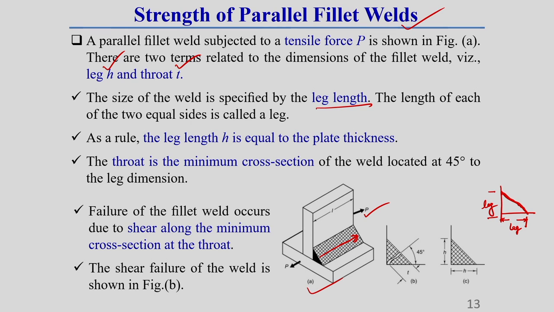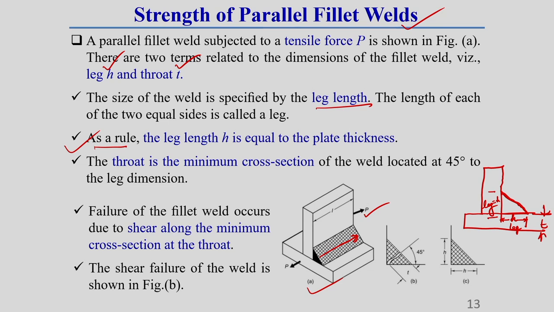Here I have written these things also. This leg length is generally considered equal to the thickness of the plate. That means, whatever plate we are going to join, let this be one plate and this be another plate. So, what should be this leg length H? Always keep this in mind: this leg length H, for design consideration, is equal to the thickness of this plate. That is why here I have written, as a rule, the leg length H is equal to the plate thickness.